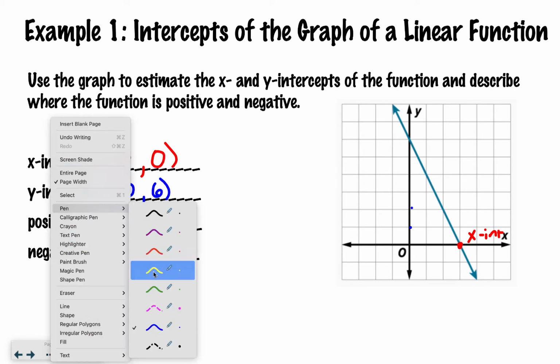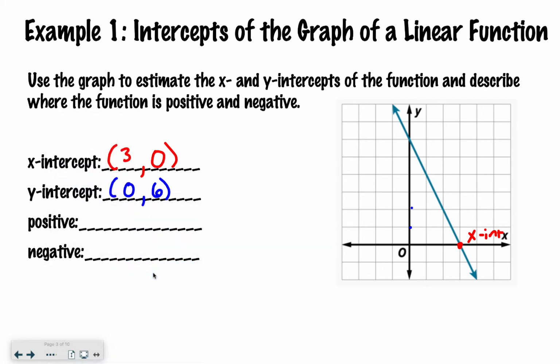Then I'm looking for where this graph is positive. It's positive when it's above the x-axis, so that's all of these points up here. This is all above the x-axis. The way that you write that is you say x is, and if we look at that, our x value is 3, and if we go this way, where the graph is, our x numbers are getting smaller. So x is less than 3.